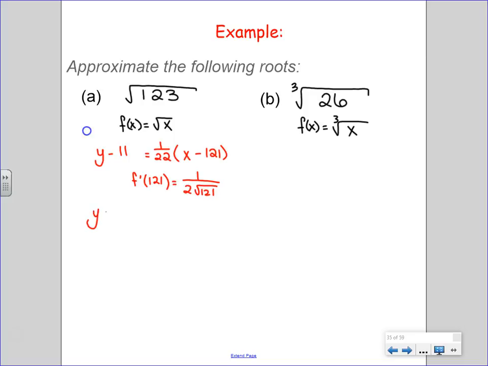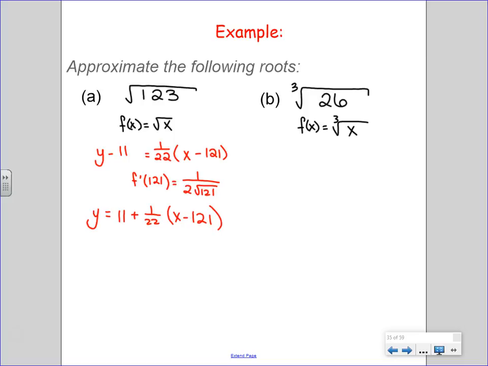So I could say y is equal to my linearization that I'm going to use, 11 plus 1 over 22 times x minus 121. Now we plug in 123.